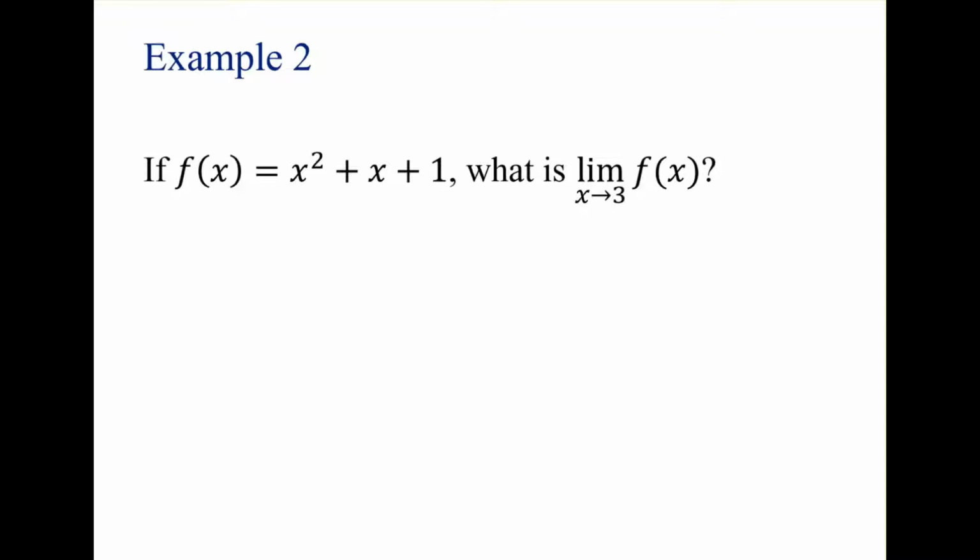So because we want the limit as x approaches 3, we don't care about what's happening at 3. We want to know what's happening to the left and to the right of 3. Let's compute this limit using a table.